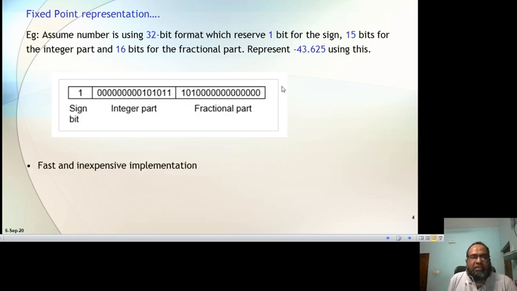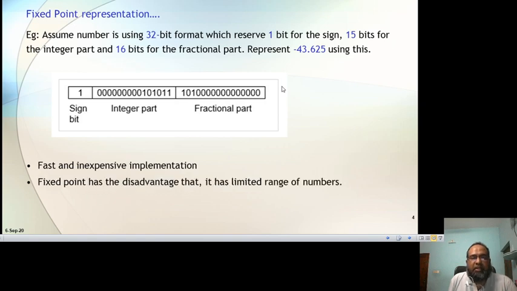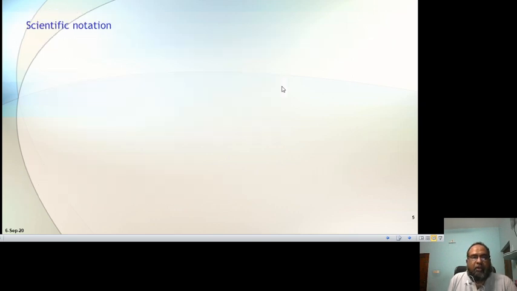So the features are that the fixed point representation is fast and inexpensive, but it is having a major disadvantage, that is it has a limited range of numbers, as well as there are chances of errors due to overflow. So we are going for the floating point.